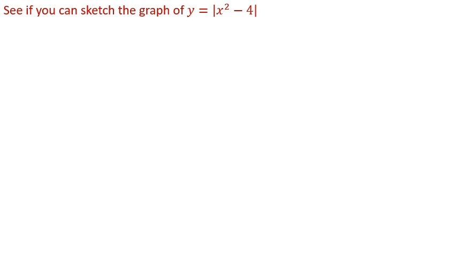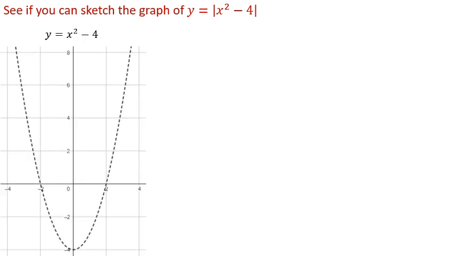Now we're going to mix it up a bit and have a look at something which isn't a straight line at all. This one's a quadratic, y equals mod x squared minus 4. And I want you to pause the video and have a think about what you think this will look like. Try sketching it. When you're ready, unpause and we'll work through it together.